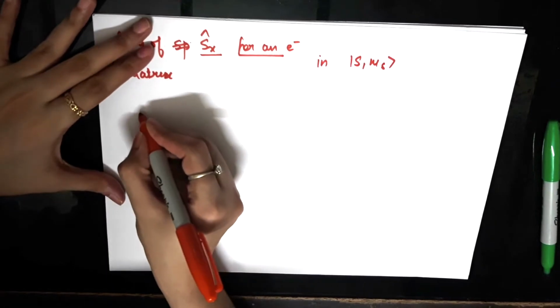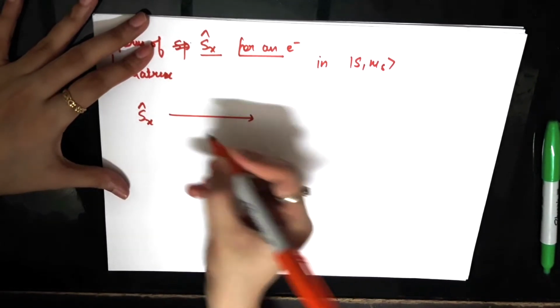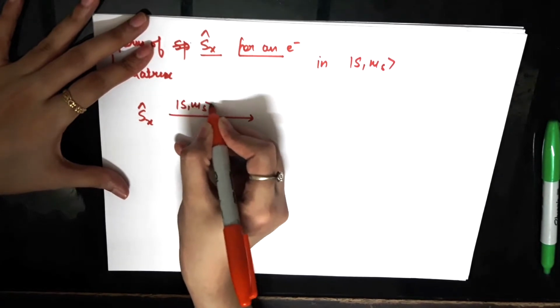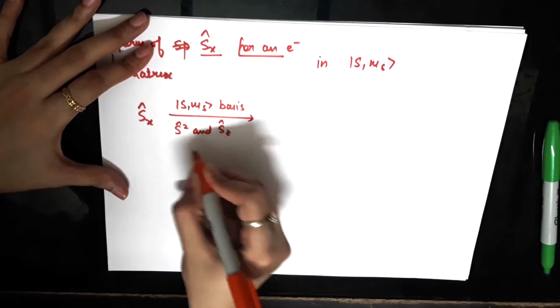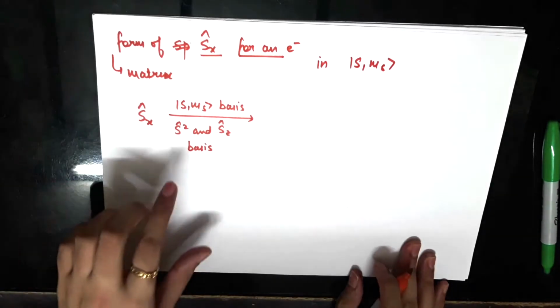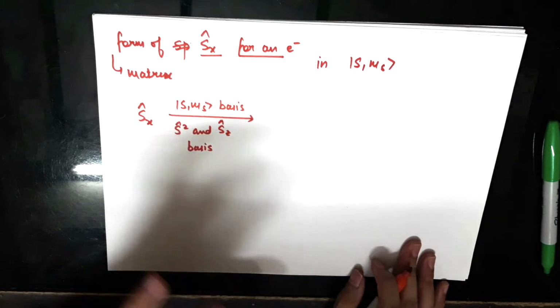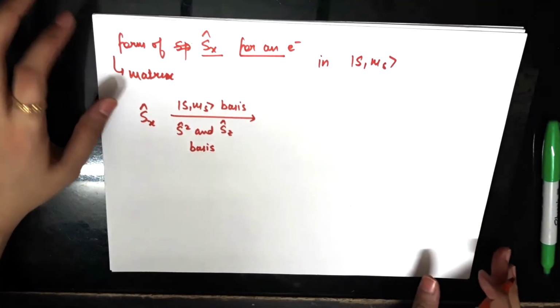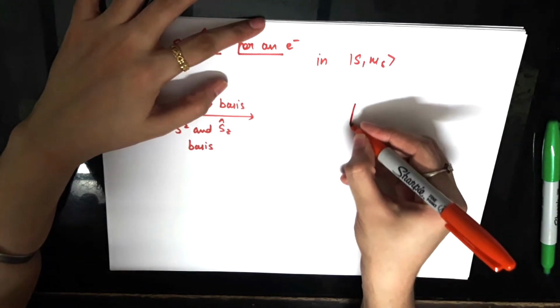So what we want is to write the Sx operator matrix in the SMS basis, and this is the S squared and Sz basis. Straight away this tells me that because this is an Sz basis, and Sz does not commute with Sx, this is not going to be a pure diagonal matrix. So there could be elements on the off diagonals as well. So there will be 4 entries.